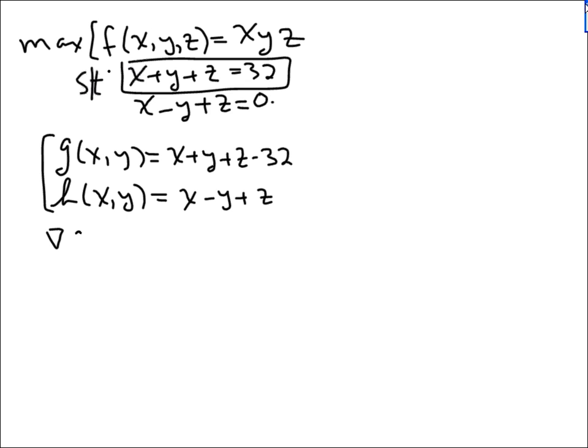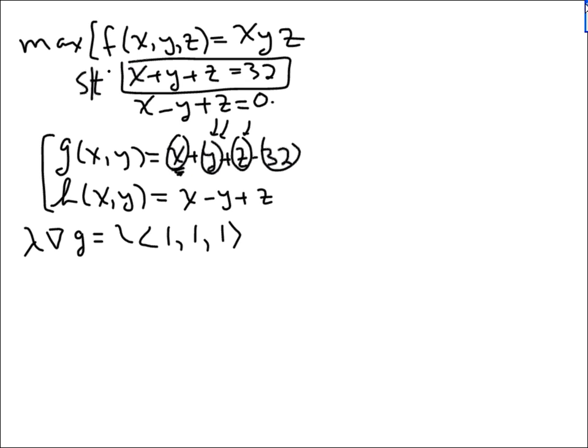The gradient of g is, well, with respect to x, of these 4 terms, only this term has an x in it. Its partial is 1. Only this term has a y in it. Its partial is 1. Only this term has a z in it. Its partial is 1. This one gets multiplied, say, by lambda. And when you distribute the lambda, you get lambda, lambda, lambda.